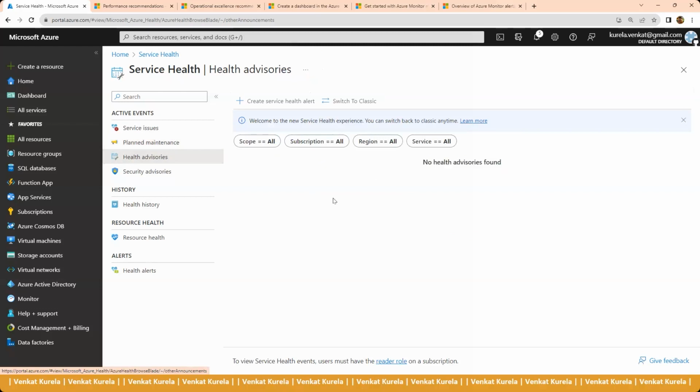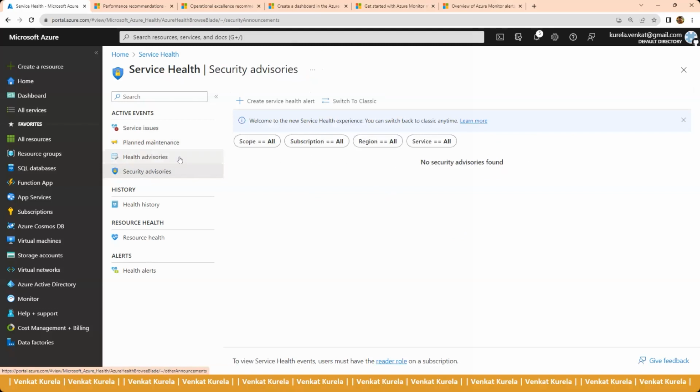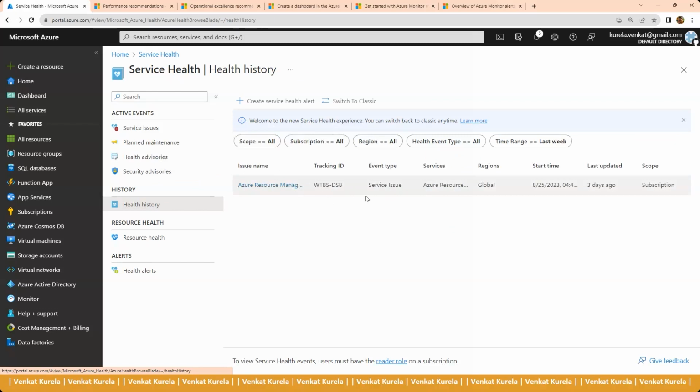Currently, there are no health advisories. Also security advisories, but this feed actually comes from Microsoft Defender, which is another service altogether. From there, the inputs come here, and you can also create alerts for health advisories and security advisories. You can also see the health history. So you see Azure Resource Manager, service issue, global. It affected all on 25th of August, 3 days ago.